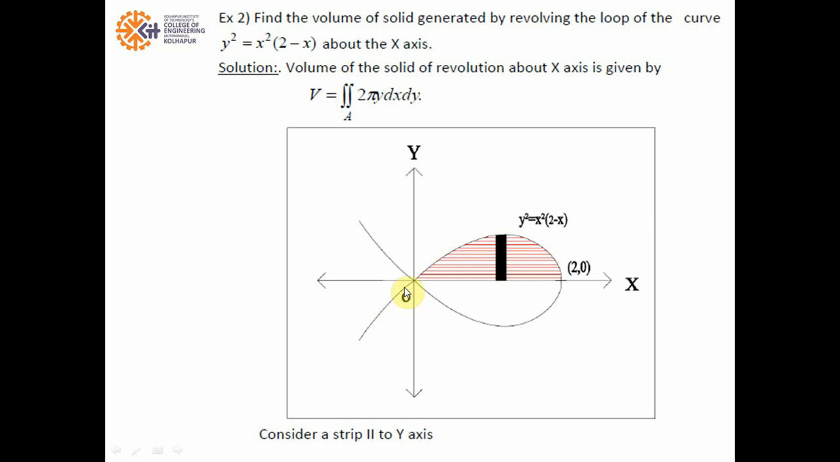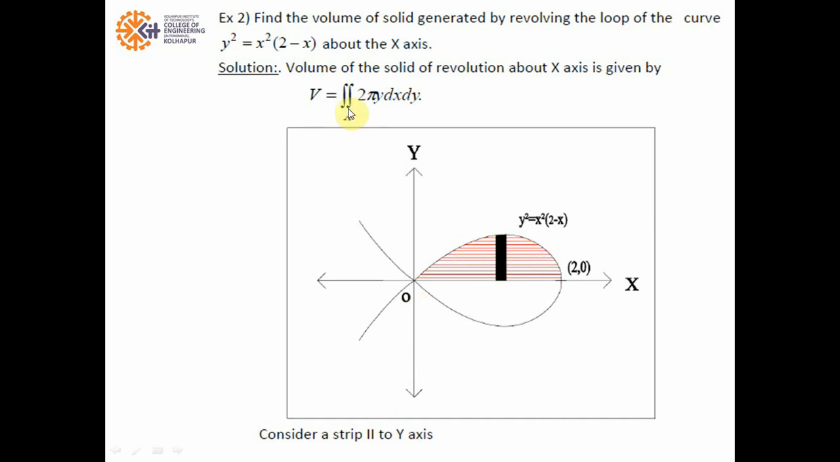So first we sketch the curve y square is equal to x square into bracket 2 minus x. So here we get this loop, and we shaded only the upper part of the loop which lies in the first quadrant. When we revolve this upper part of the loop about x-axis, automatically it covers the lower part of the loop, and therefore we shaded only the upper part to get the limits of inner integral and outer integral. And consider one radial strip, one strip parallel to y-axis in the region of integration.